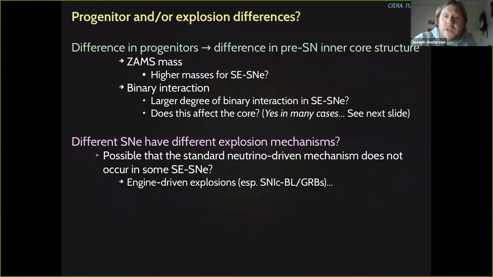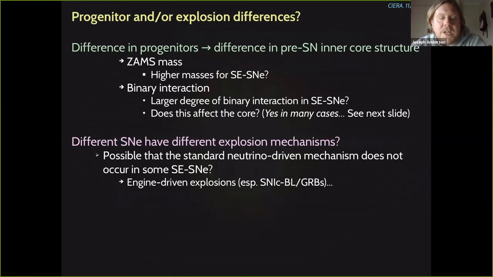Or it could be binary interaction, as there's a larger degree of binary interaction in stripped envelope supernovae. And so the question then is, does this affect the core? Does this affect the area where this nickel is being produced? As I said, a few years ago, I kind of naively assumed that this was not the case, because I assumed that when you have binary interaction, most of that interaction is dealing with the outer envelopes and the outer ejecta of the star. But we'll see on the next slide I have a plot suggesting this is possibly not the case, at least in some and maybe many progenitors.